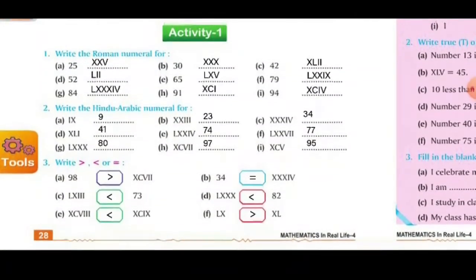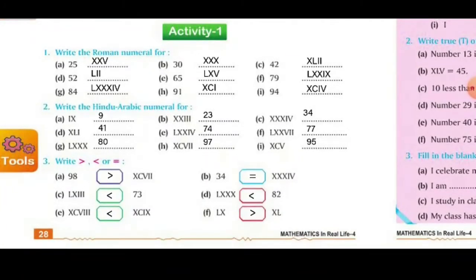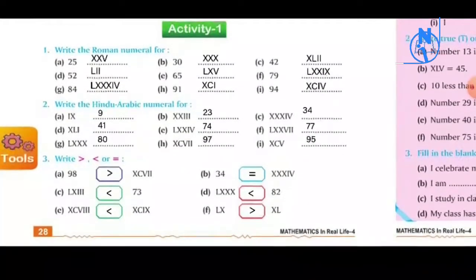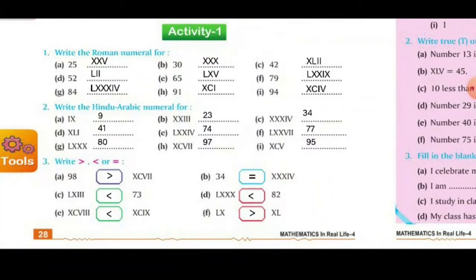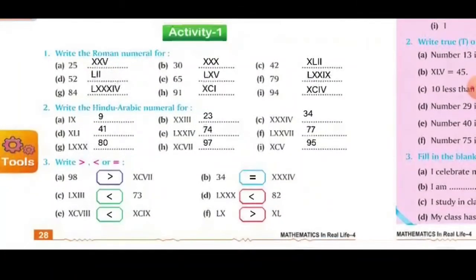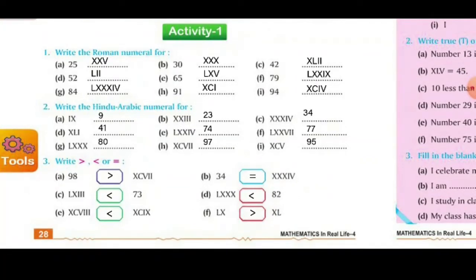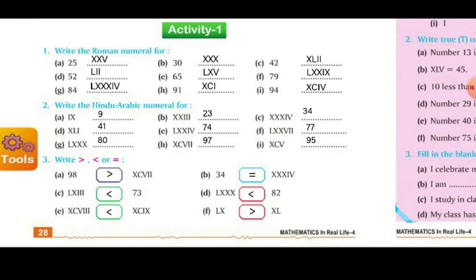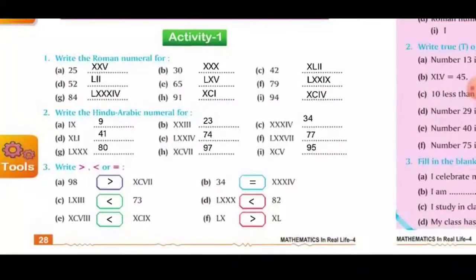LXV. F, 79. L is 50. 2 times X, it becomes 70 and then IX as 9. G, 84. First 50, that is L, then repeat X for 3 times and then IV as 4. 84. H, 91. As we can't repeat X for 4 times, we are going to subtract 10 from 100. So that is XC and then I.